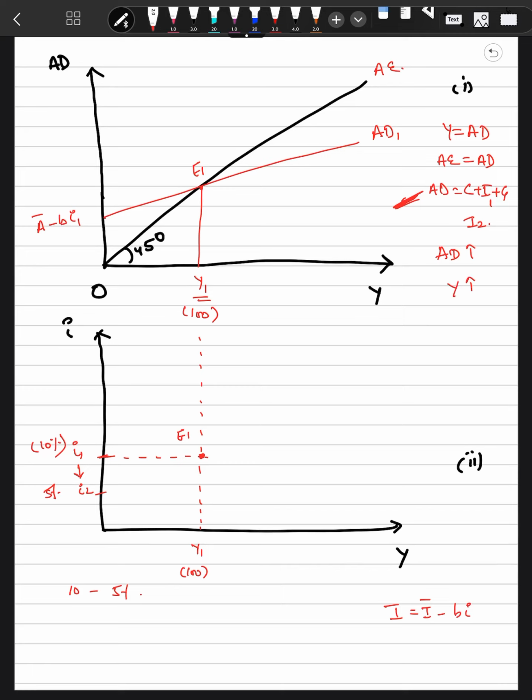Now how? So we know that interest rate has reduced. Due to this reduction in interest rate, aggregate demand is going to increase, and there would be an upward shift in the aggregate demand curve, and this shift will be due to this I2. Okay, and as a result of which Y2, there is an increase in the output, say to 200.